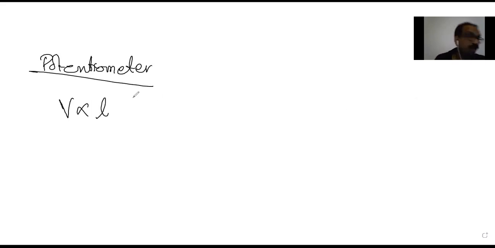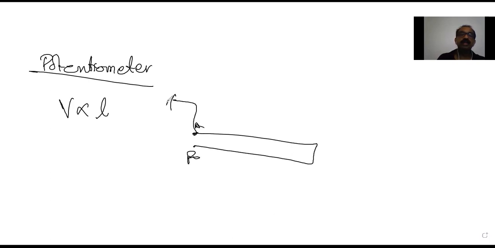And finally, the concept of potentiometer is a really important concept. In potentiometer, the basic principle is the potential difference is proportional to the length of the wire under constant current. In potentiometer, the whole wire AB is connected to the battery, the rheostat, key and all.